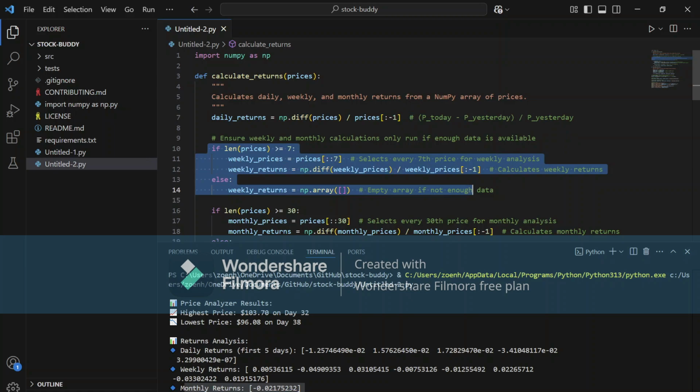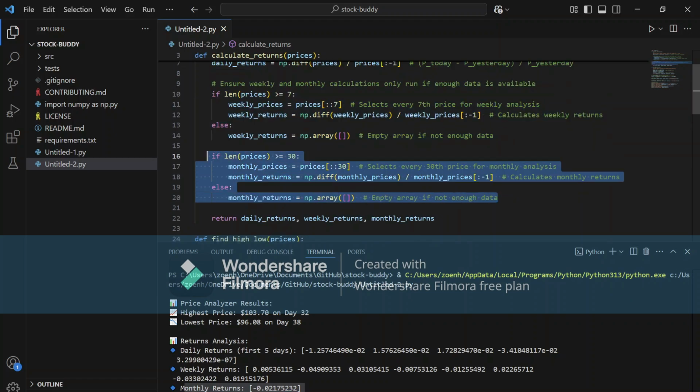So moving into our if-else statement, we first want to check that we at least have 7 days of prices. That's kind of signified by if len(prices) is greater than 7. Prices in the brackets with 7 takes every 7th price, or the end of the week, so weekly prices. And then np.diff of weekly prices divided by weekly prices, -1, finds the weekly return, just like daily, but for weeks. If there are less than 7 days, it returns an empty list.